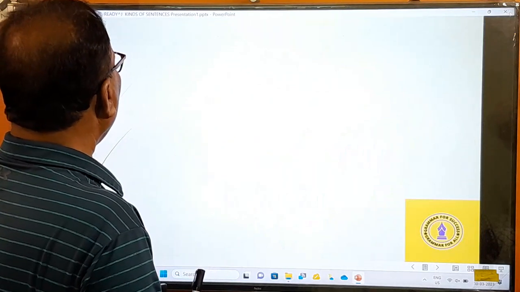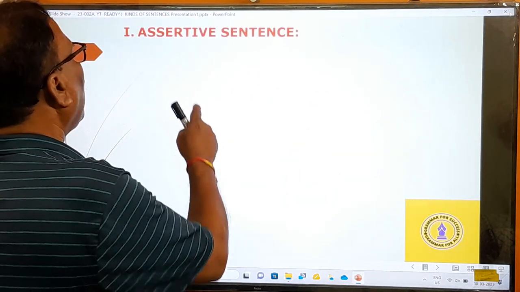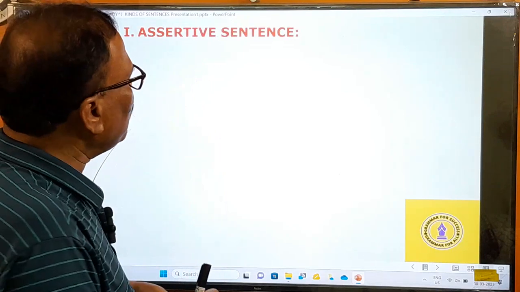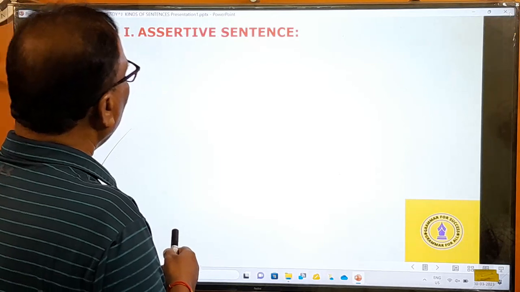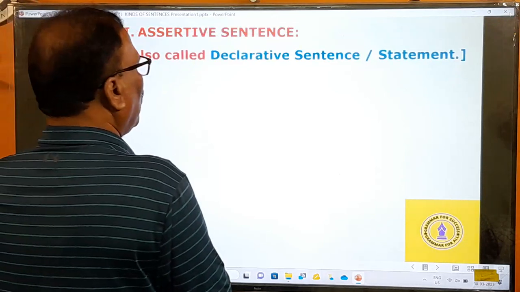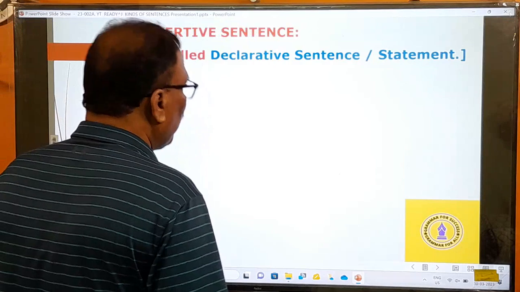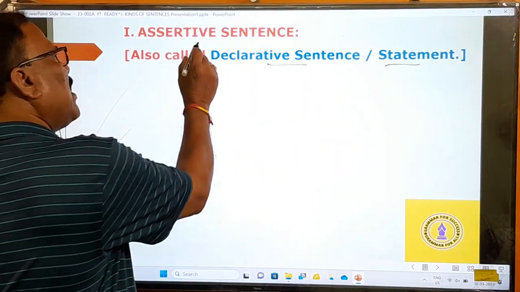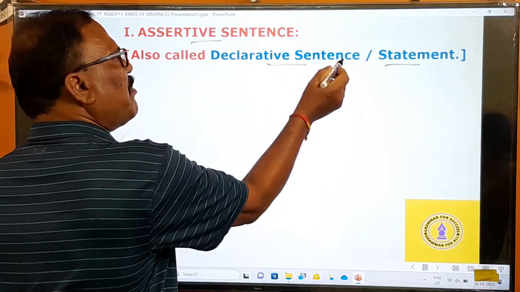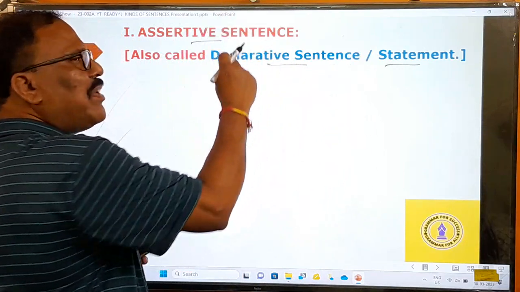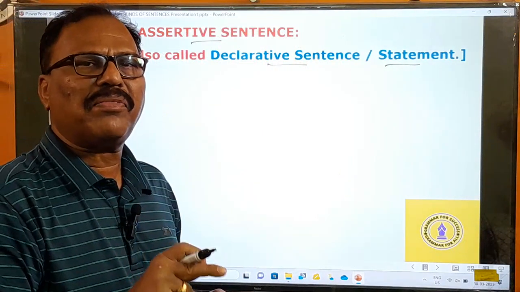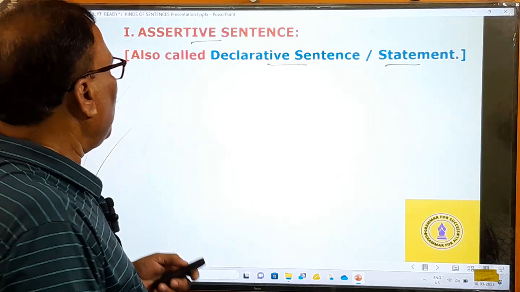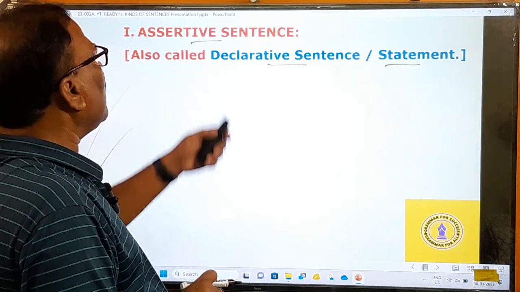And here you see assertive sentence. Dear learners of English grammar, assertive sentence has also other two names. It has got two other names, declarative sentence and statement also. Assertive sentence, declarative sentence, statement. All these three names are given to only one kind of sentences. Okay, only one kind of sentences. Remember.